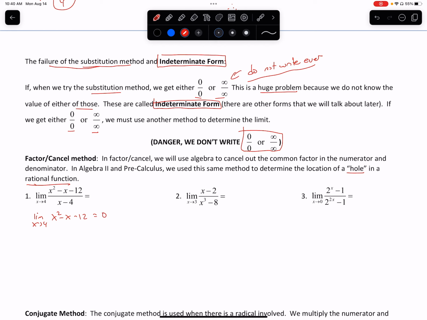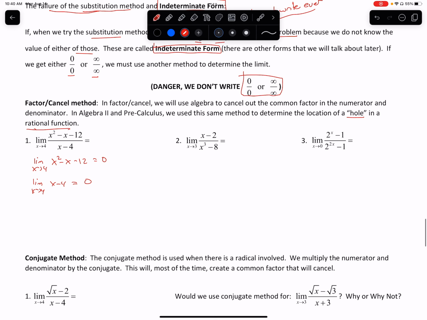You can verify that. Looking at the bottom, as x approaches 4, x minus 4, that's also 0. So what I can do now is factor the top. I get the limit as x approaches 4, factoring the top, x minus 4, x plus 3 over x minus 4. Those cancel. And then I can plug in the 4. If I plug in the 4, we now get 4 plus 3, which is 7. And that is our limit.